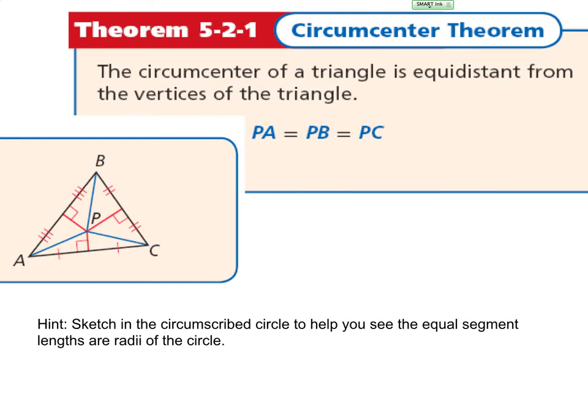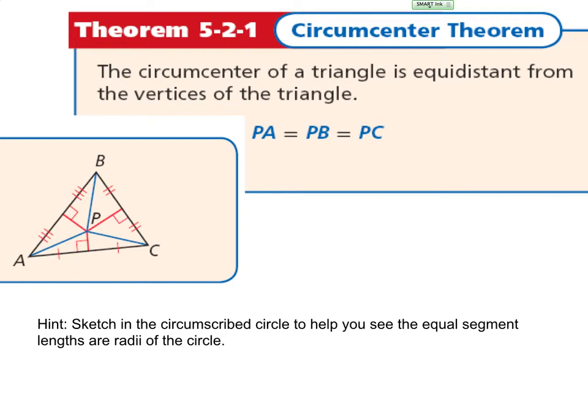Circumcenter theorem. The circumcenter of the triangle is equidistant. What's that term mean? Equal distances. It's equidistant from the vertices of the triangle. So I gave you the picture and had you write the words here because I thought the picture was a little bit hard to do accurately. You might put a note by that one.